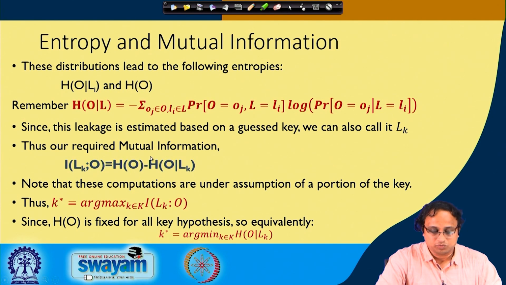For our mutual information estimation, we can either maximize I(Lk; O), so we return that k for which this is maximized, or, as you can observe that H(O) is constant, we can just minimize this parameter, denoted as this. So, you can minimize the conditional entropy H(O given Lk).